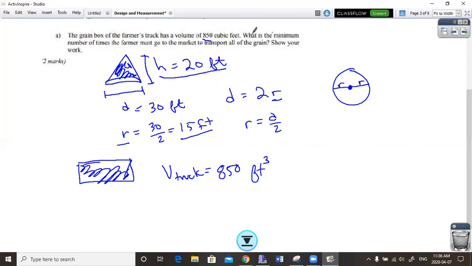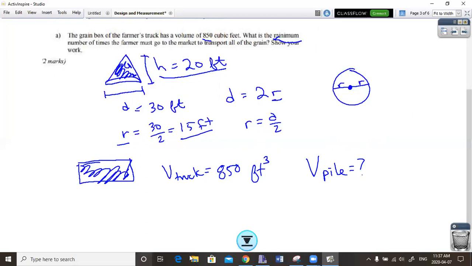So we have to figure out the volume of the pile of grain, and then figure out how many truckloads it will take to transport the grain to market. Now it's asking for the minimum. If we get a decimal answer, say 10.4, then we have to make an 11th trip, because after 10 trips there's still 0.4 of a pile. So we do have to make sure that we round up in a scenario like this.